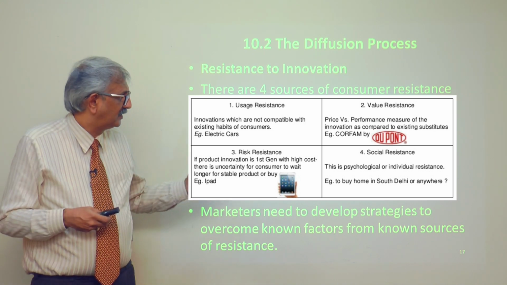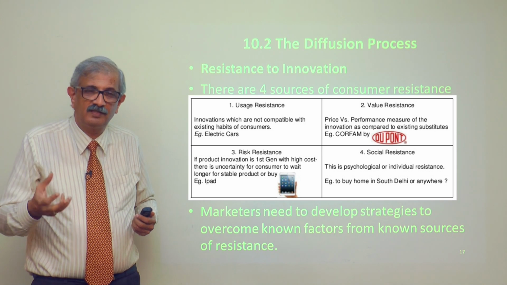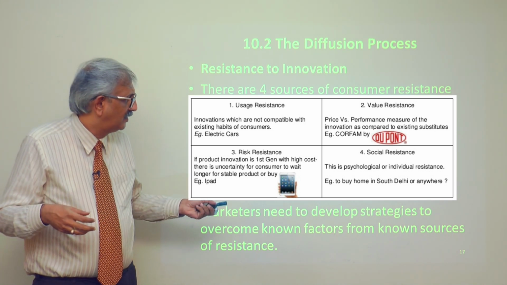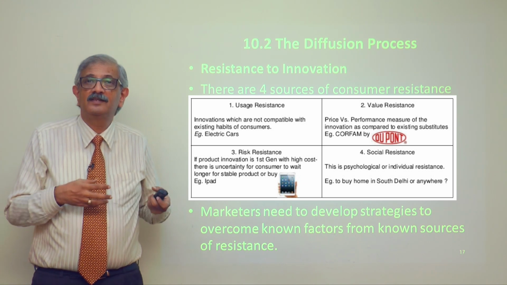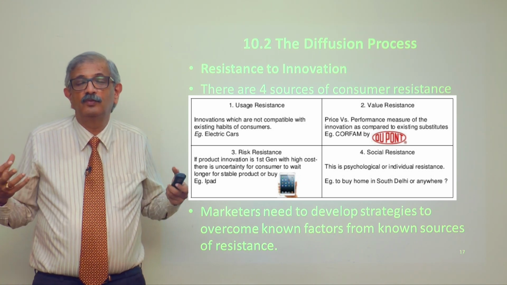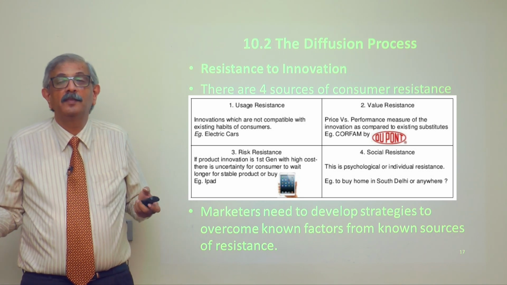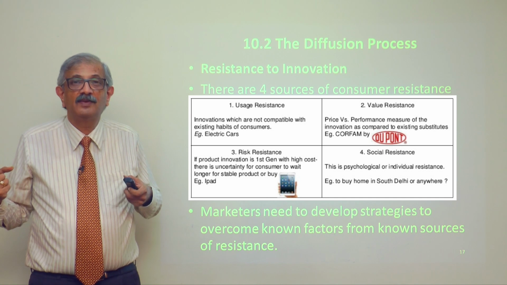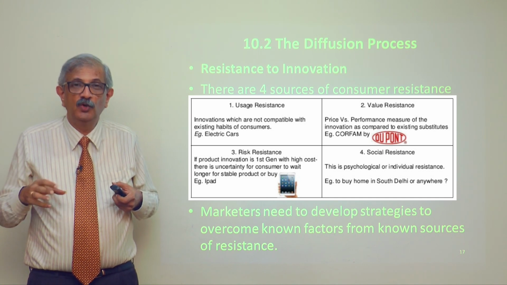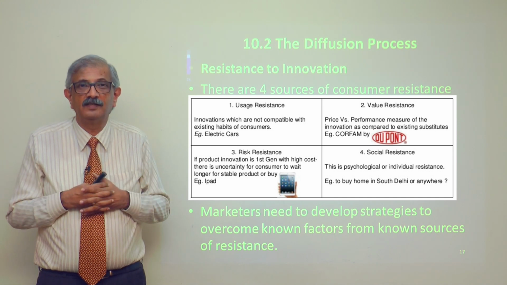Then there is social resistance, or psychological or individual resistance. Social resistance is more psychological. To buy a home in South Delhi or anywhere, will it create a stigma if I buy in a place known more as a home of middle class people? So where do I buy my home? I am trying to buy a home, but together I am trying to buy something else also. That is a social or psychological resistance.